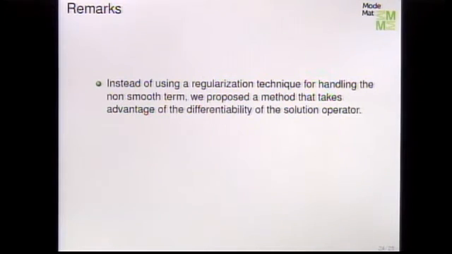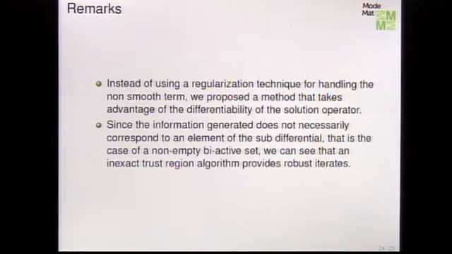As a final remark, as I'm running out of time, we are using a different approach for handling this non-differentiable term. Instead of using a regularization technique, we're taking advantage of the differentiability of this solution operator, which we can prove in finite dimension. We can use this differentiability in order to get optimality conditions, so we don't need to regularize. That's a good approach.